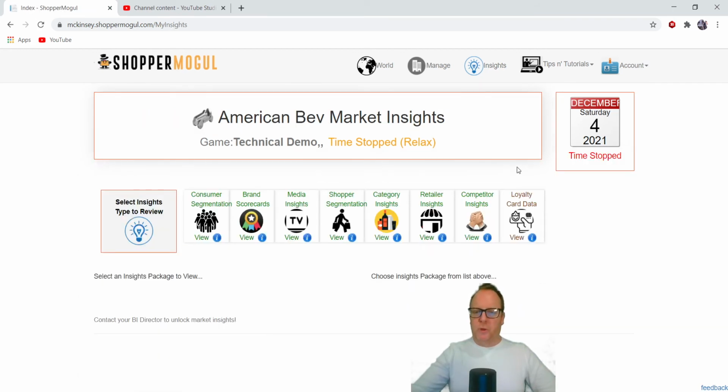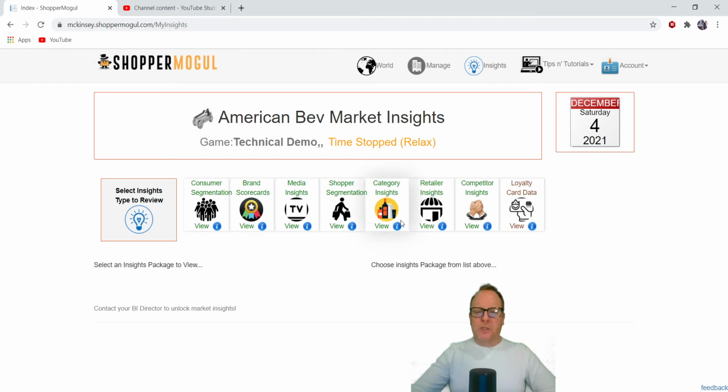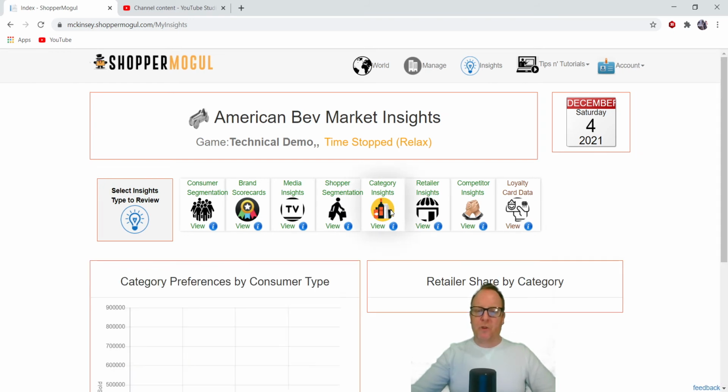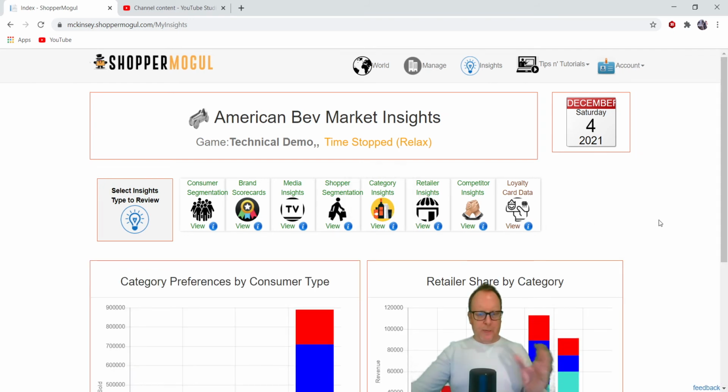Also, do go to the insights section where there is specific information about categories. Now, by the way, if the first time you come to the insights section you see all of these areas are red and locked out, that's because nobody in your team yet has decided to actually purchase the insights package.